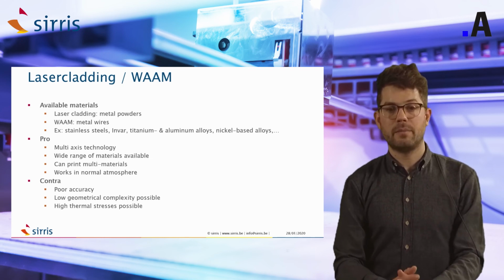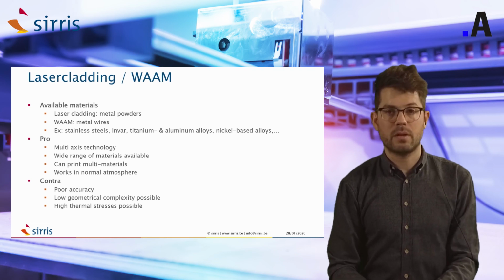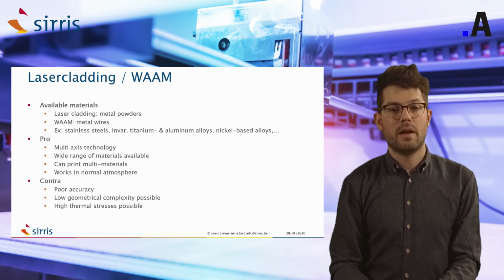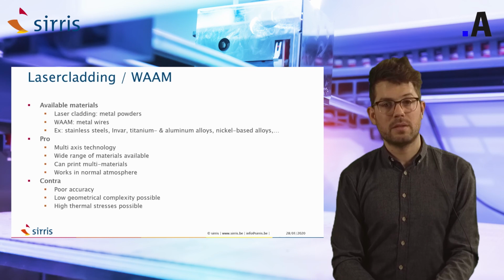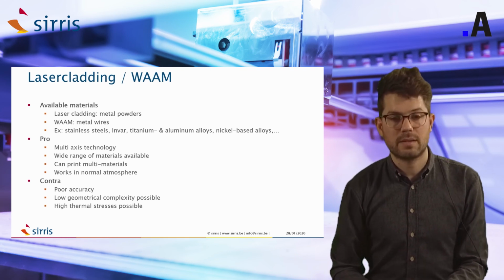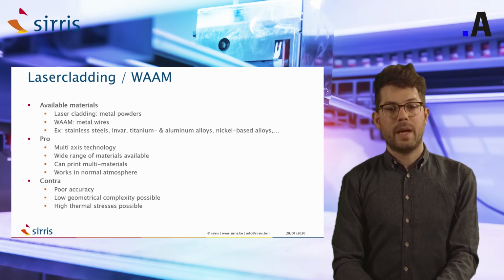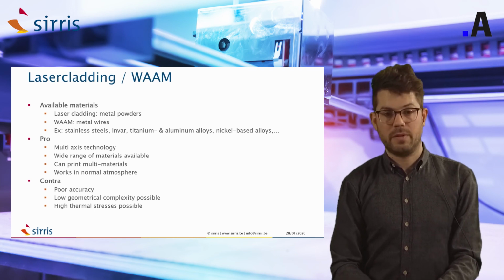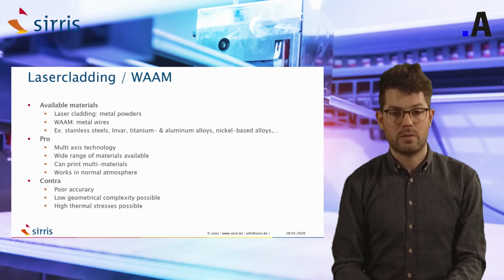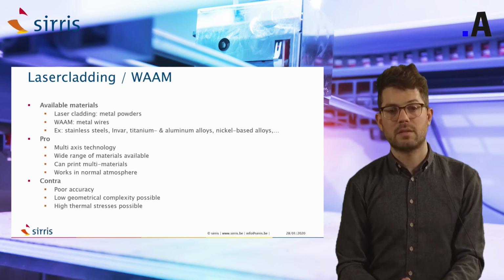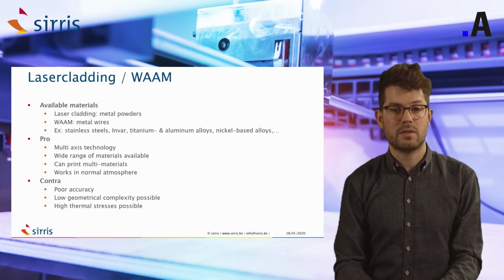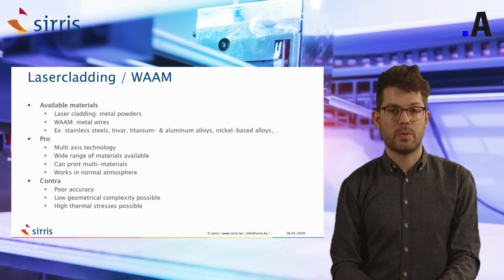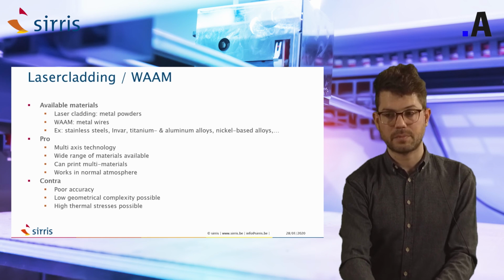This technology can be multi-axis, so we can print rather complex parts. We can use a wide range of materials. We can also combine those materials, which I will show on the next slide. And we can print in a normal atmosphere, so we don't need a vacuum or so on. For some materials, we will need, for example, a shielding gas to protect the material during printing.